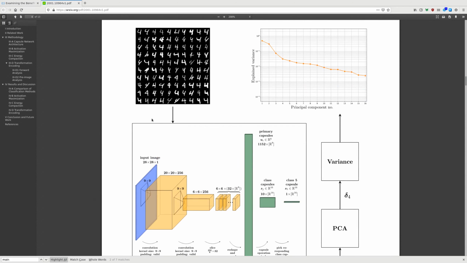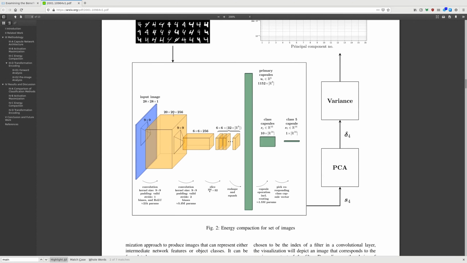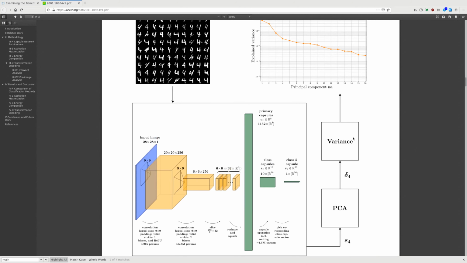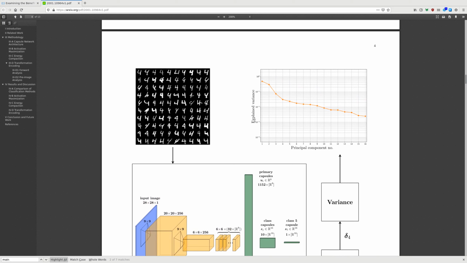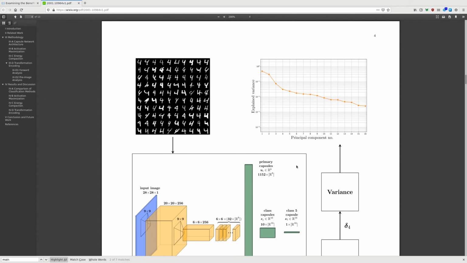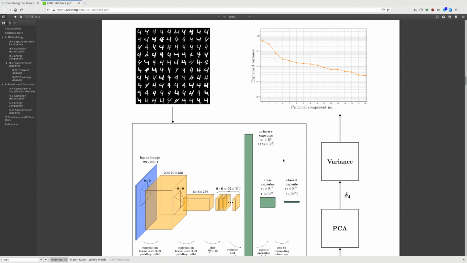Okay, actually, let me describe the image. On the top left, we have MNIST numbers. Specifically, here we have a square of different versions of the character 4, and those are then passed to the capsule network. Then from the capsule network, it goes to a PCA. We get the variance estimate, and then we display explained variance and principal component numbers. As principal component numbers increase, the explained variance goes down approximately exponentially.